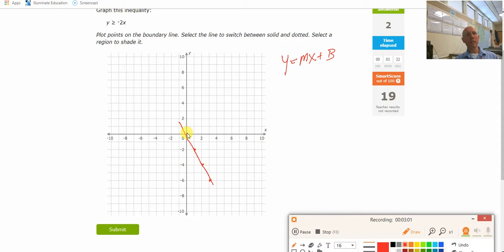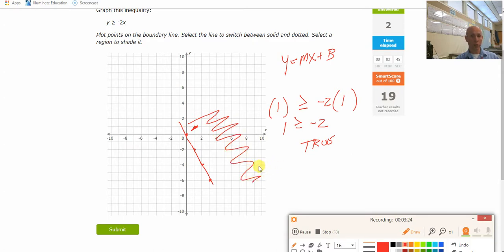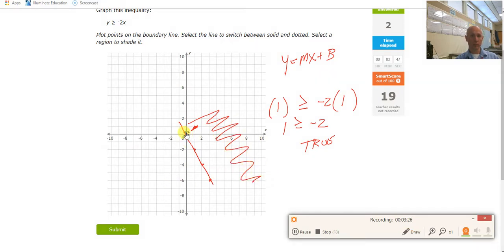Now 0, 0 isn't a good test point because it's on the line. So instead I'm going to test 1, 1. My x is 1, my y is 1. 1 is greater than or equal to -2. Is that true? It's true, which means my test point is true, which means everything on this side is true. Solid, solid. There we go.